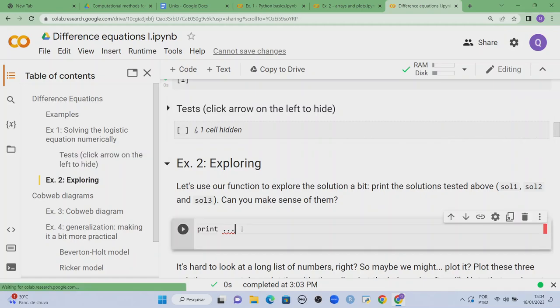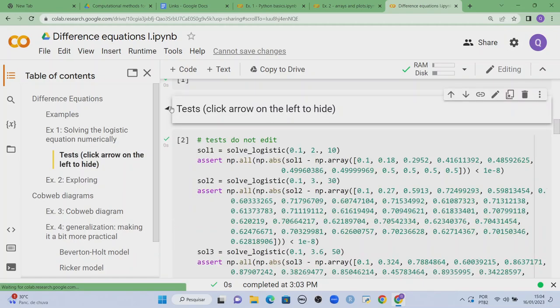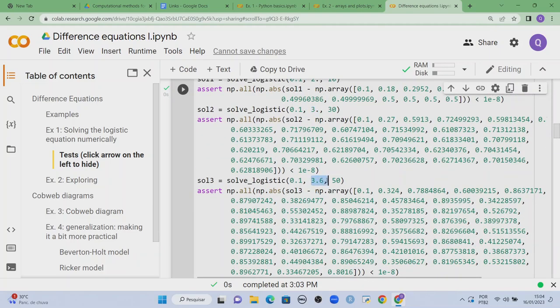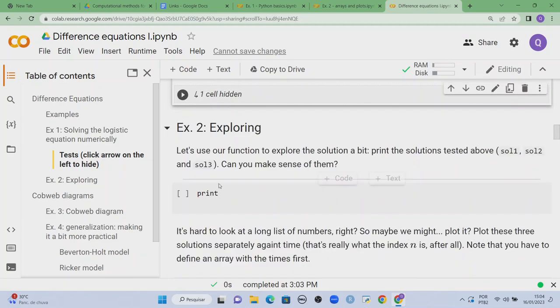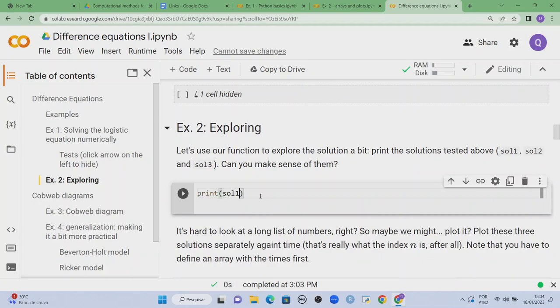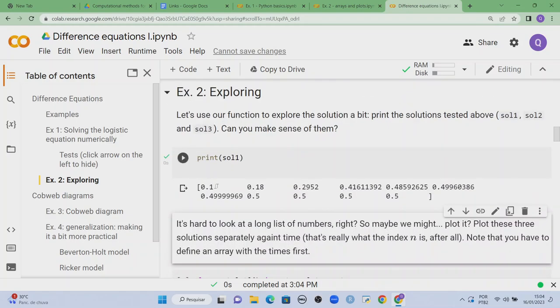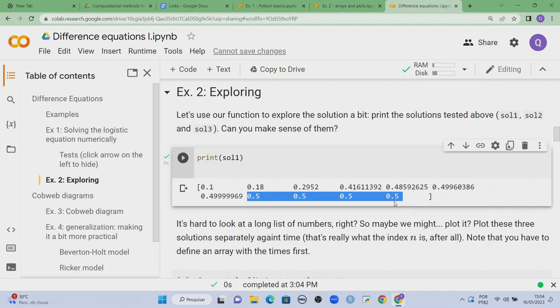And now to explore. If I print the solutions that I had here in the test, I gave three tests here: one with r equals 2, one with r equals 3, and one with r equals 3.6. Three different values of r. So let's print sol1. What does it show? It starts at 0.1 and then goes to 0.18 and so on. After a few iterations, it goes to a half and it stays at 1/2 forever. So this simply goes to an equilibrium point.